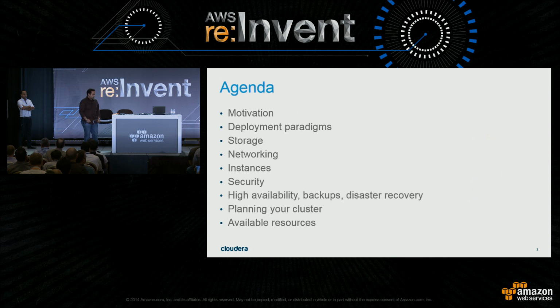So we'll briefly touch upon the motivation on running Hadoop in AWS, and what we hear from our customers are common things that they talk about when looking at Hadoop deployments in AWS. From there, we'll go into different deployment paradigms that we've seen, considerations around storage, networking, considerations around different instance types and how to pick which one's most optimal for your use case. Security, we'll talk about high availability, backups and disaster recovery and how that looks a little different in AWS than on-prem deployments. And from there, we'll go into all the things that you want to think through when you're planning a cluster. To wrap it up, I'll talk about the available resources that you have to get you started.